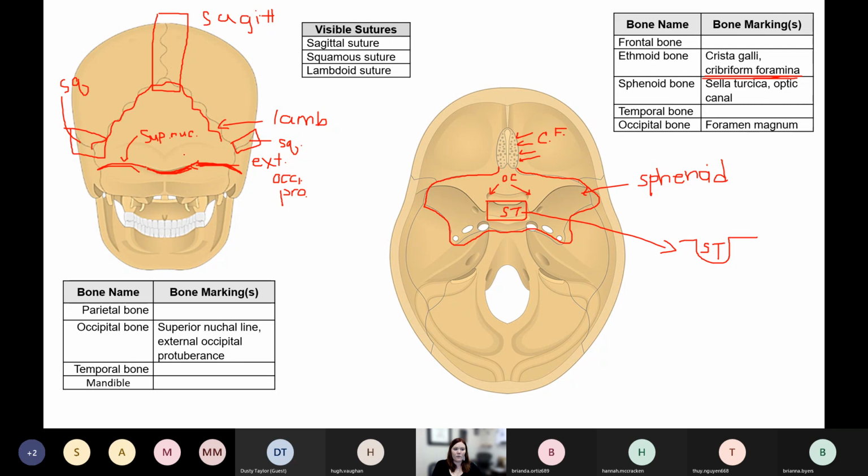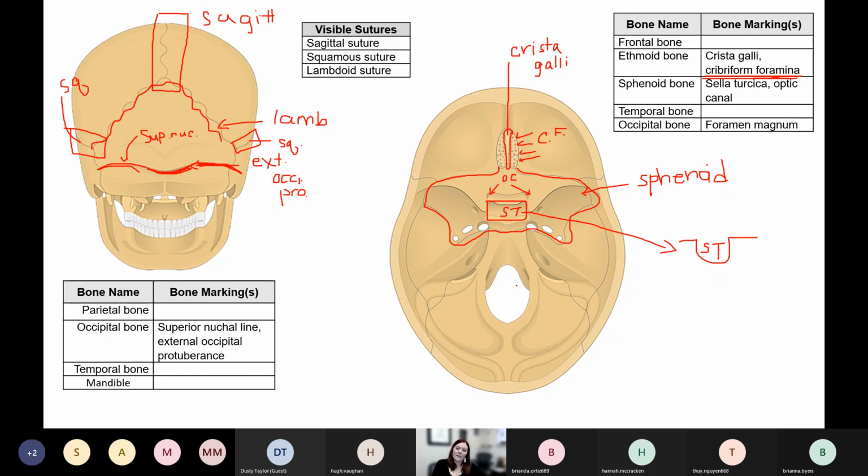In between the cribriform foramina, sticking up, is this little bar. Imagine this is bone tissue sticking straight up. This is called the crista galli. It helps to divide the left and the right sides from each other. It's a bone projection that sticks straight up, dividing the left and the right side up there.